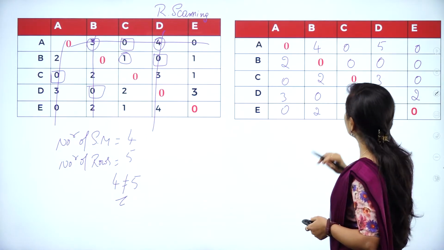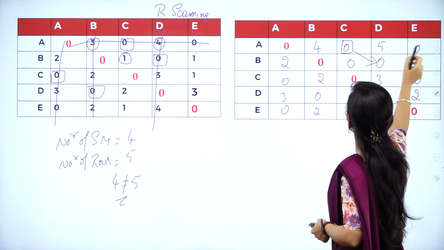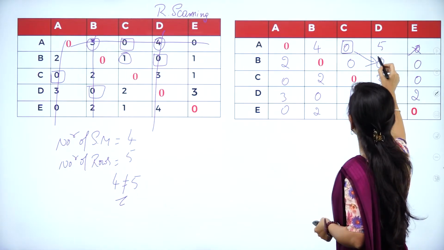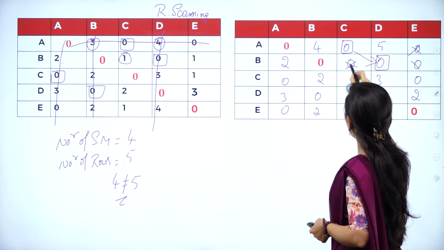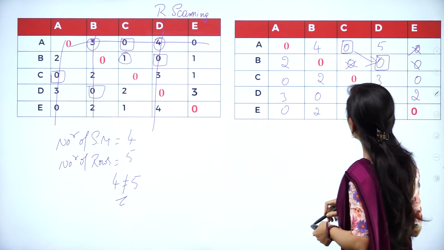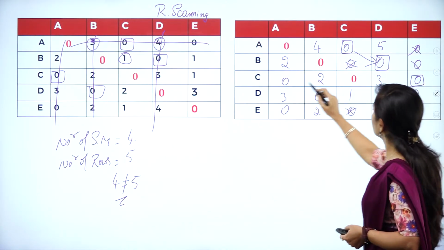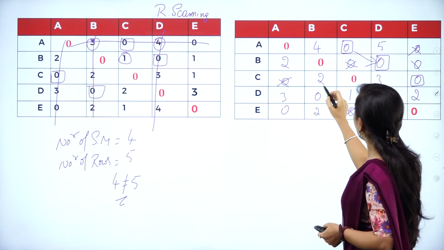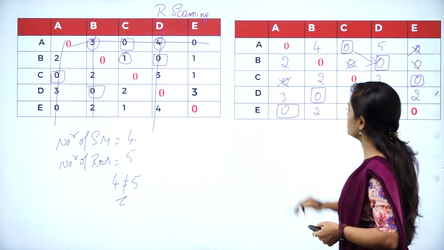Now you can assign the zeros by using diagonal selection. So I will assign this 0, and this will get cancelled. I will assign this 0. This 0 will get cancelled and also this column 0 will get cancelled. And in the third row, I will assign this 0. This 0 will get cancelled. And in the fourth row, I will assign this 0. And in the fifth row, I have assigned this 0.